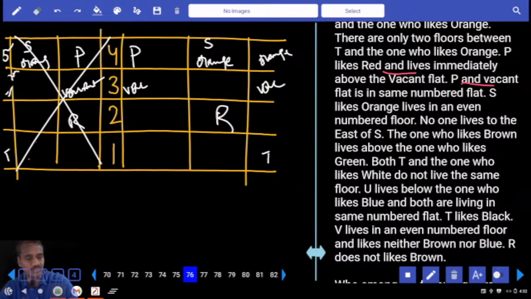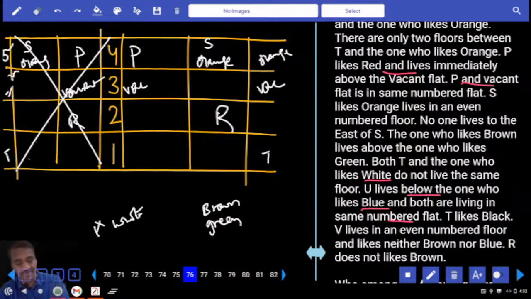Then the one who likes brown lives above the one who likes green. Brown and green are like this. Then both T and white do not live on the same number floor, and white cannot be on the first floor. And you live below the one who likes blue, and both are living in the same number flat. Immediately below another, you live below the one.